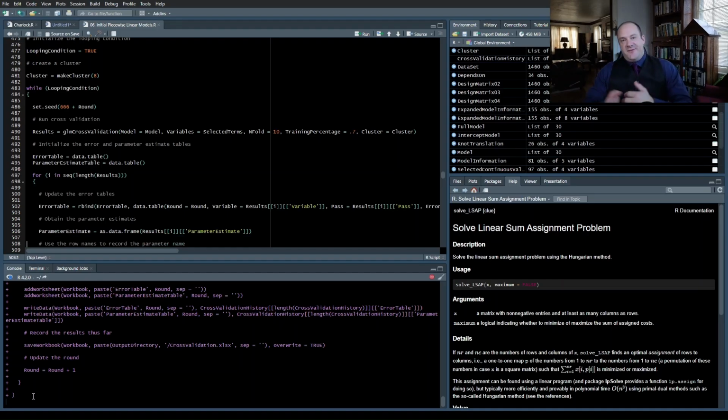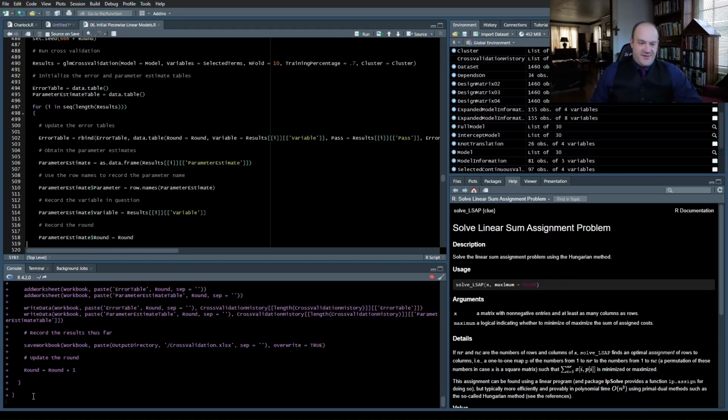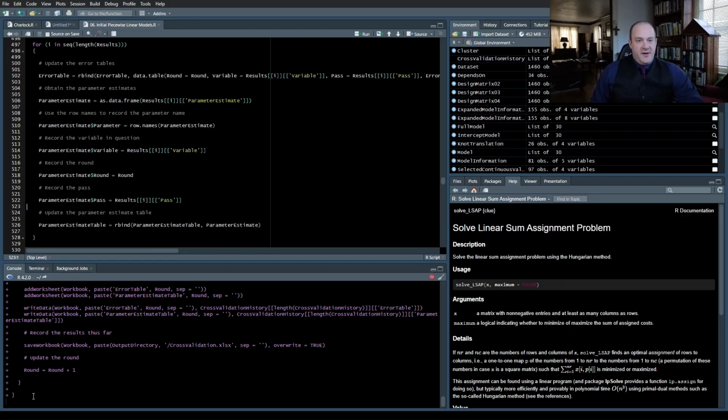And then you can see, for any given variable, if it's already in the model, what happens when you subtract it. If it's not in the model, what happens when you add it. And then you see, okay, is it worth including? Is it worth excluding? Am I overfitting? That kind of thing. Okay, and so that's what's going on with the error table here.